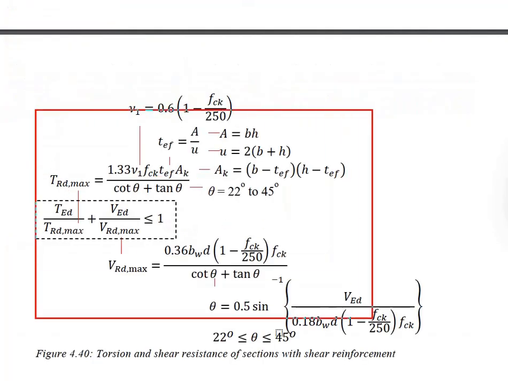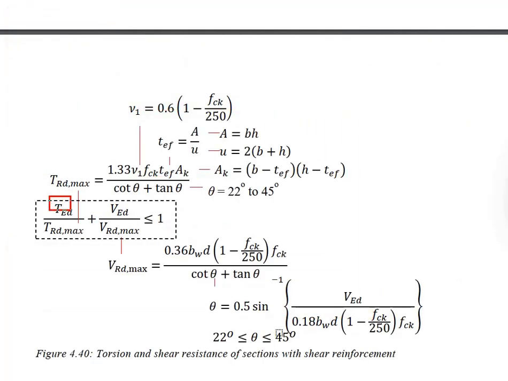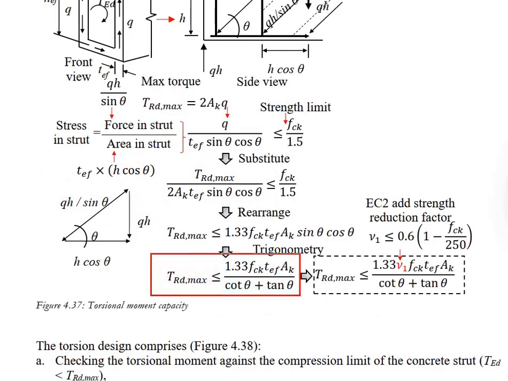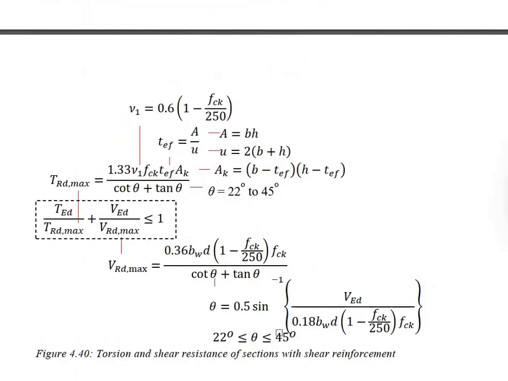Now let us look into the formulas. TED represents the torsional moment acting onto the member. This is obtained through the analysis of the structure. TRD max represents the torsional resistance, the maximum resistance of the member. This one we have derived in our previous videos. The fundamental derivations give you this formula. Eurocode adds in an additional strength reduction factor as a conservative measure. So what you see here, you have double layer of the conservative measure.